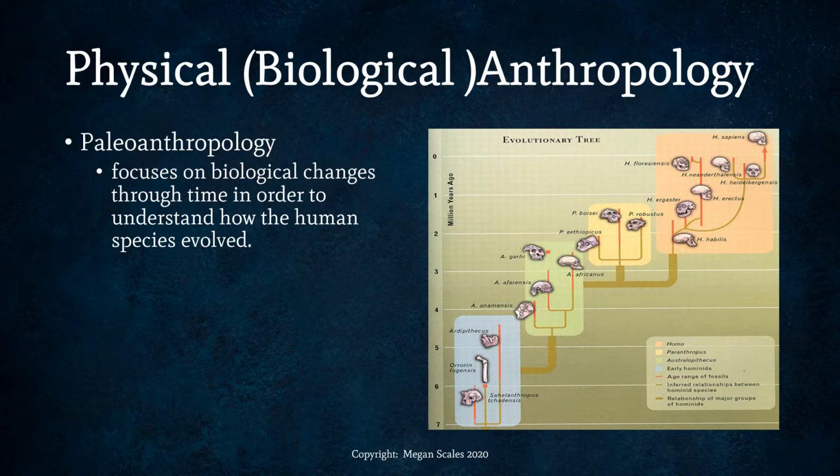Biological anthropology also includes paleoanthropology, which focuses on biological changes through time in order to understand how the human species evolved. Paleoanthropology basically studies human evolution by looking at fossils of extinct hominins. A hominin is basically an upright walking ape, or an ape that walks bipedally on two legs. We'll learn much more about bipedalism and these extinct species later in the semester.